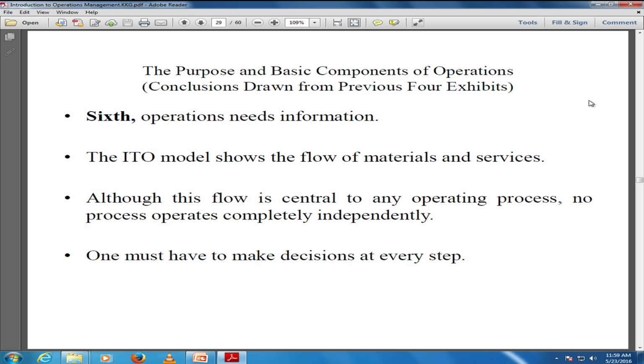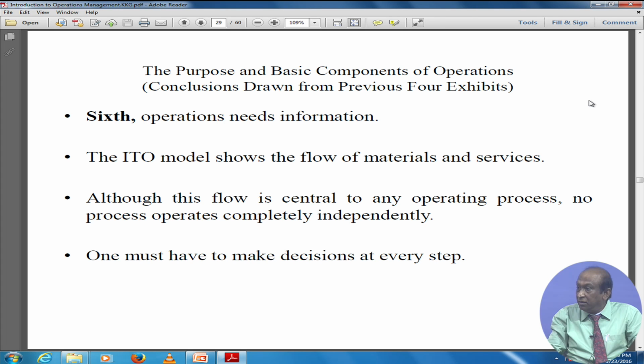Sixth conclusion is that operations need information. Without information, you are totally stuck, because today is all about fact based decision making. The ITO model shows the flow of materials and services. You remember that dotted line. Although this flow is central to any operating process, no process or operation is completely independent of the others, and one must make decisions at every step.